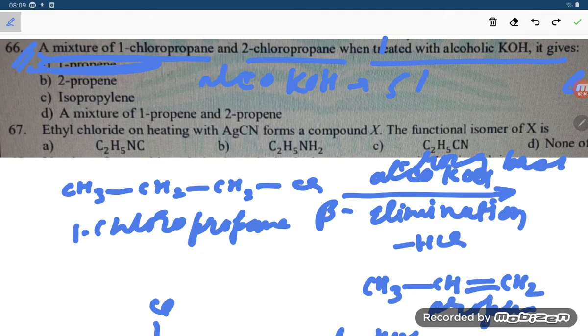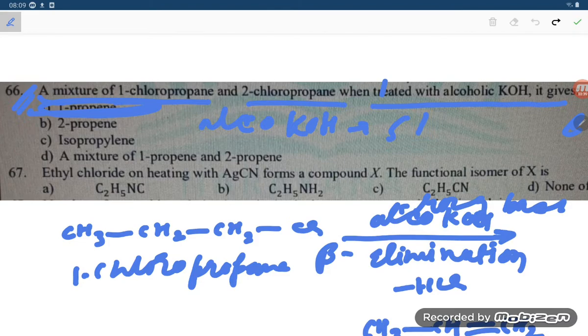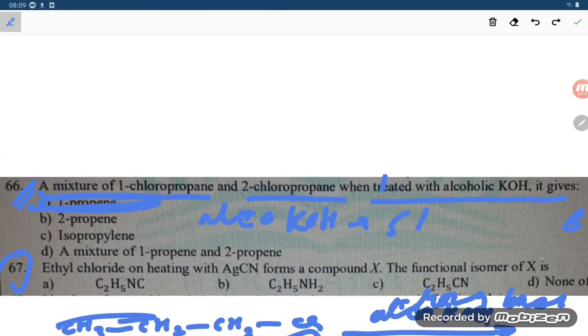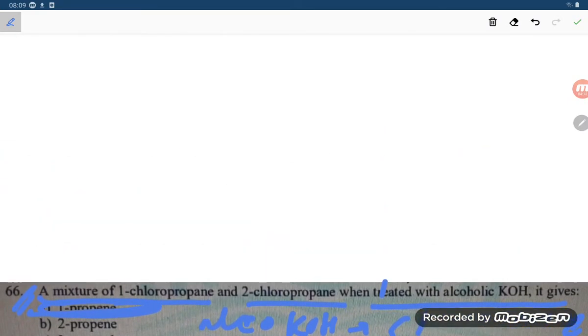So if you are going for the next question, friend, the next question is what, students? The next question is 67. They are saying when you are treating ethyl chloride with AgCN, what will happen, student? If you are treating ethyl chloride with AgCN, it forms compound X. The functional isomers of X are asked.